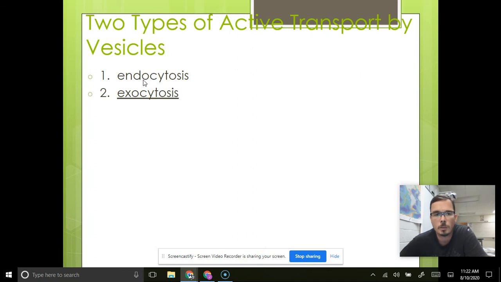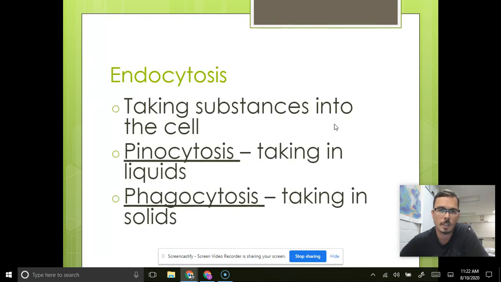Inside the cell, you have endocytosis. Endo means into, so you're bringing materials into the cell. And exocytosis would be materials out of the cell, moving things out of the cell.